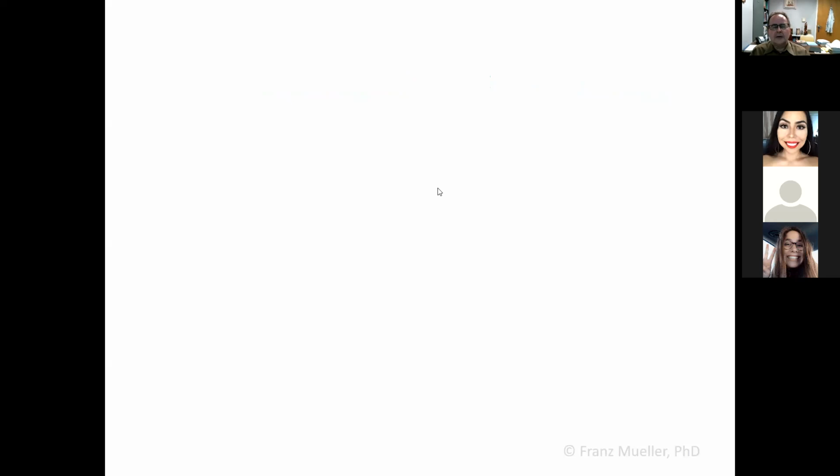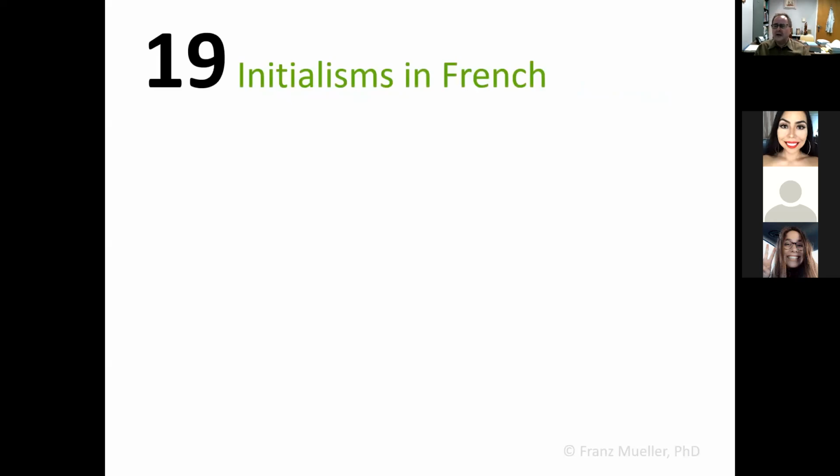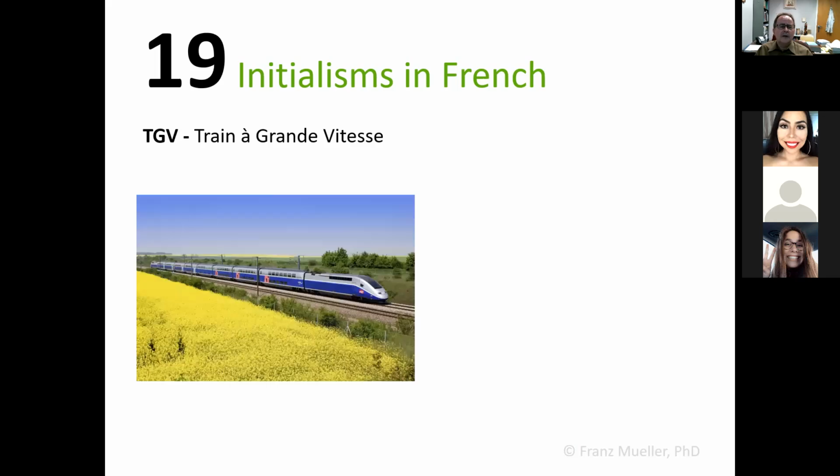So anyways, looking at one more slide, initialisms in French. Again, other languages use acronyms, initialisms as well, both word acronyms and letter acronyms. So here's some French examples. The French are really proud of some of their high technology, like their high-speed trains, some of the finest high-speed trains in the world. The French high-speed train is called in French the TGV, and that's an acronym. TGV means train à grande vitesse. It means high-speed train in the French language.